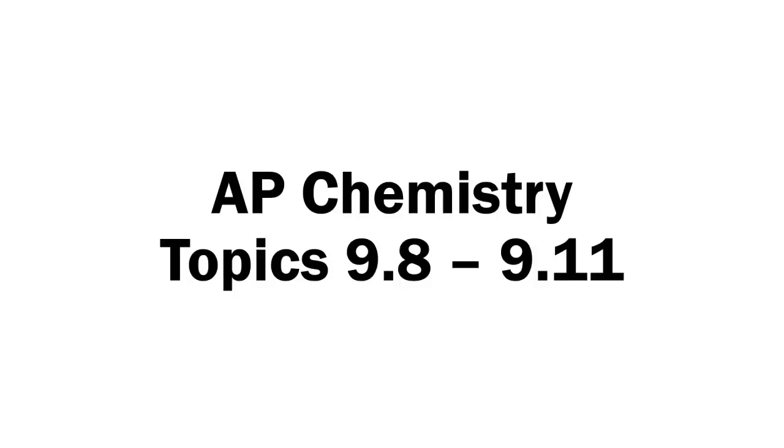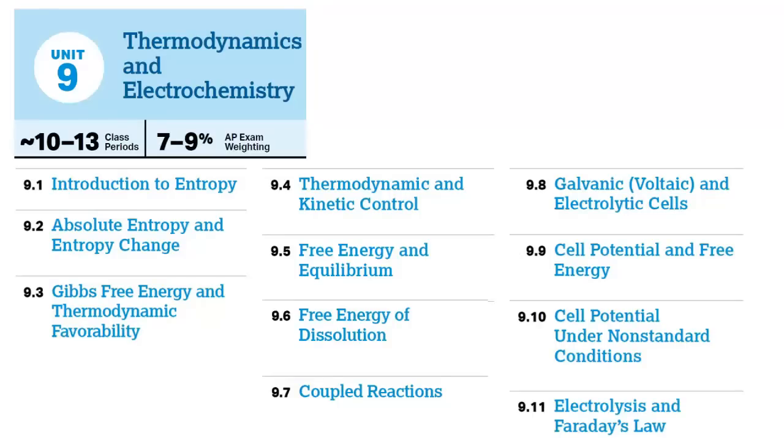These are the answers to the AP Chemistry packet that covers topics 9.8 to 9.11. On this slide, you can see Unit 9 at a glance. Unit 9 is entitled Thermodynamics and Electrochemistry.